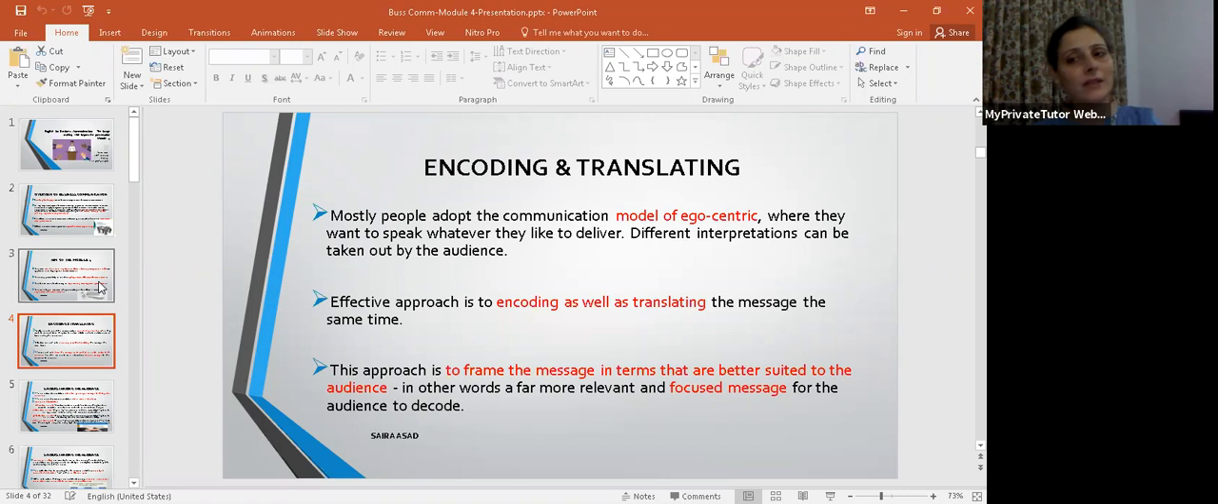Different people have taken different messages, whatever they understood from that message, they just took it from the gestures, from the postures of a person. So this should be kept in mind. The message you want to convey to the particular audience, the encoding and the translating of the message should be very effective, and should be the same and similar to your views, what you want to convey.